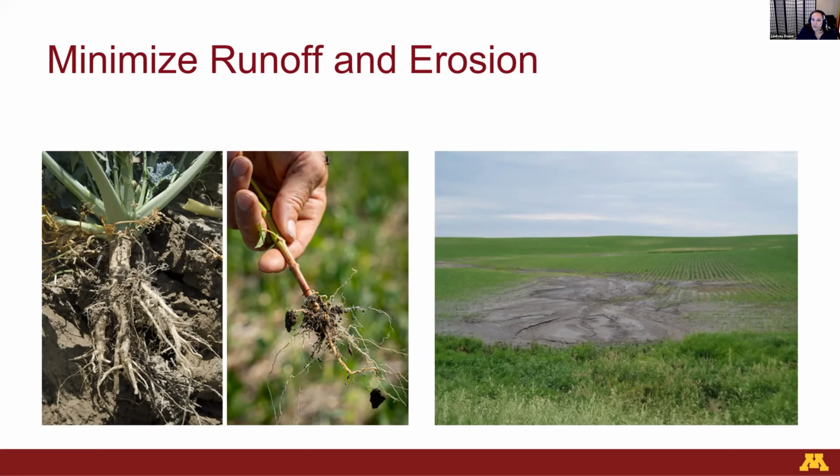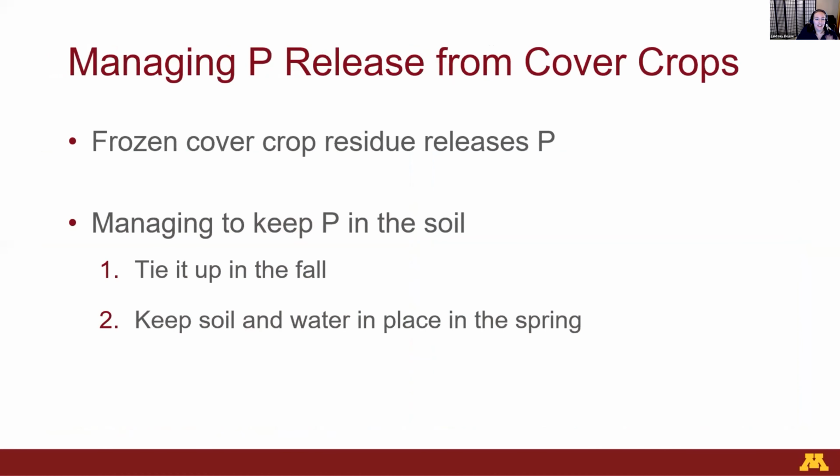And so with that, just to summarize, if we know that the frozen cover crop residue is going to release P at potentially a time that there isn't a growing crop out there to take it up, so if you have those winter-kill cover crops, they might release P, then you need to make sure that number one, you have capacity to keep it in the soil, and number two, that you have the ability to keep the soil and water in your field so that it's still in the field when you plant in the spring.